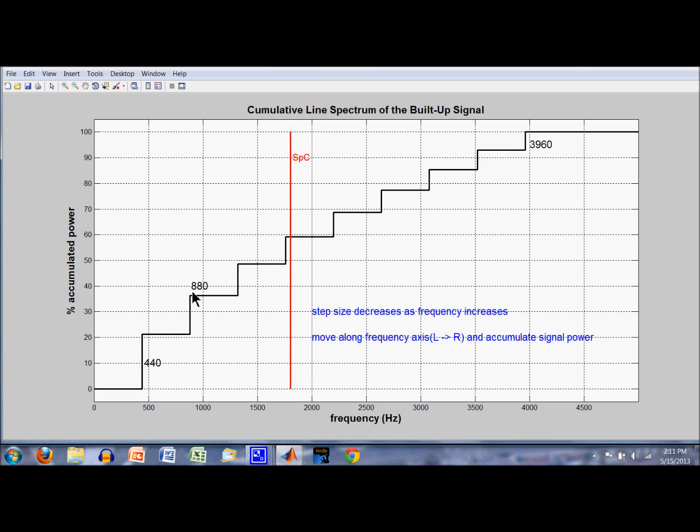And we go over to 880, and there's some more, a little bit less, say 18% or so. And then in each harmonic you gather some more power, and then finally the last harmonic at 3960 you gather the last bit of power, which looks to be about 7% of the signal, and from then on it's 100%. The step size decreases as the frequency increases because you're adding less and less percentage of the power as you increase in frequency. Here's our spectral centroid at 1806. Beg your pardon, yeah, 1806 hertz.